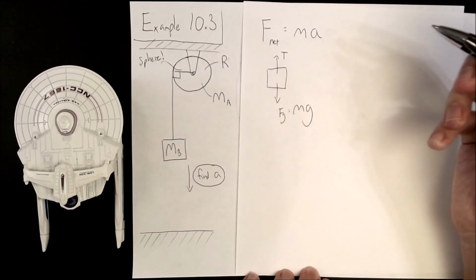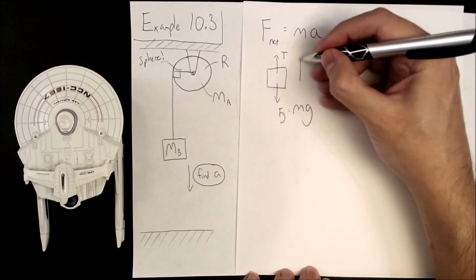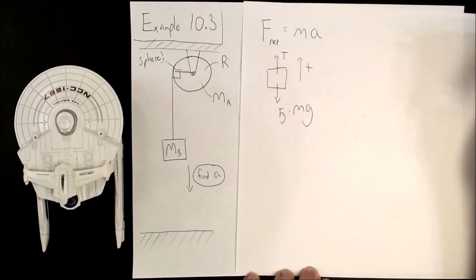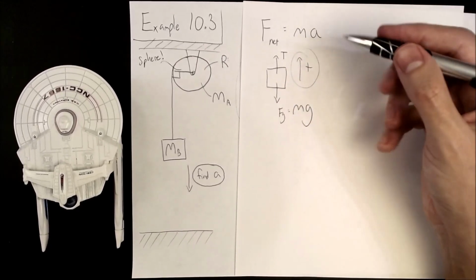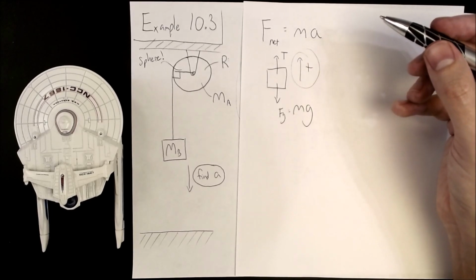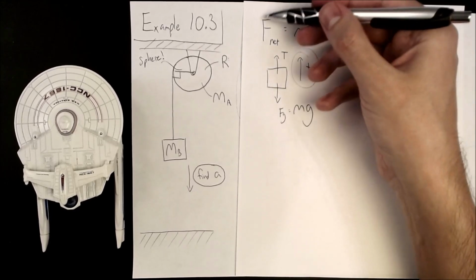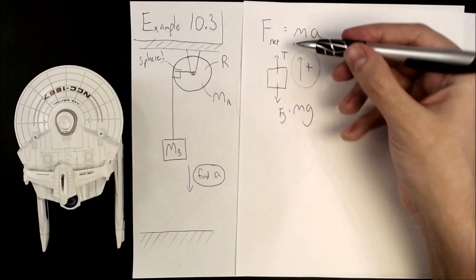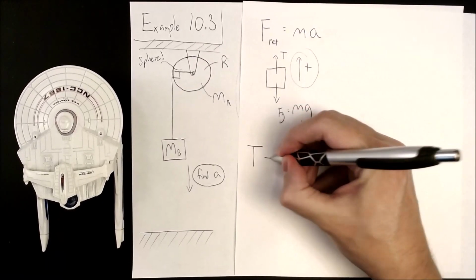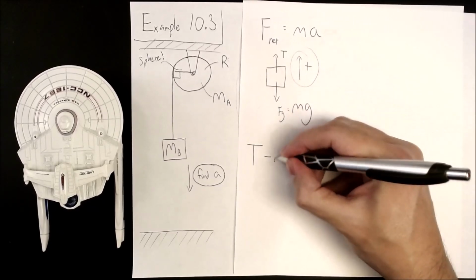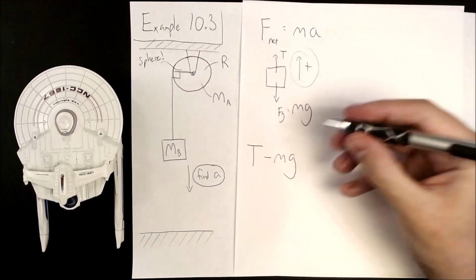mg. I'm going to define up to be positive, and because I'm defining up to be positive, it's going to be what minus what? Okay, so if I'm replacing F net with forces, it's going to be the tension, because that's going up, minus the force of gravity, which is mg, because that's going down.